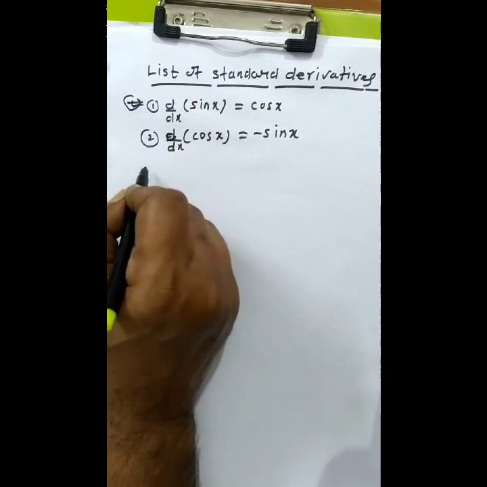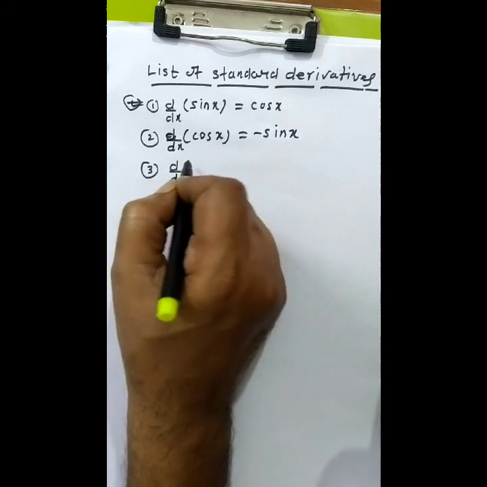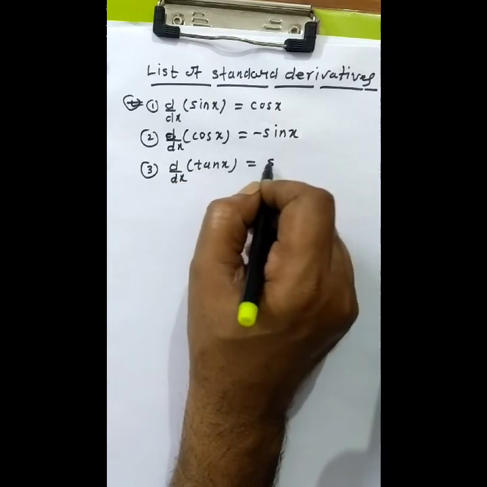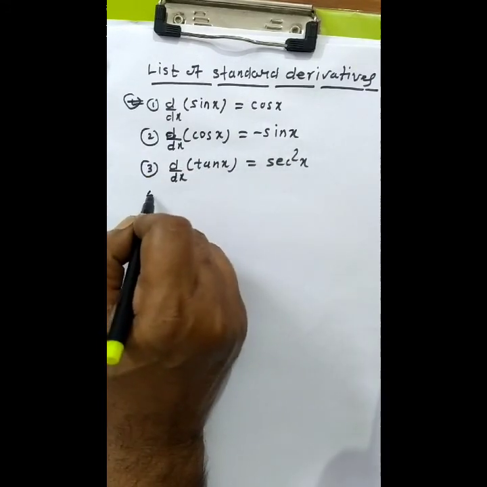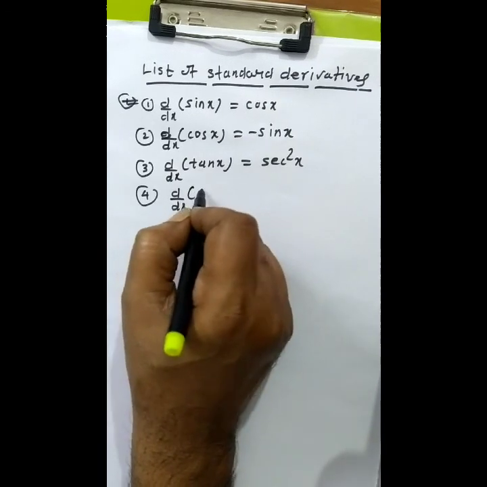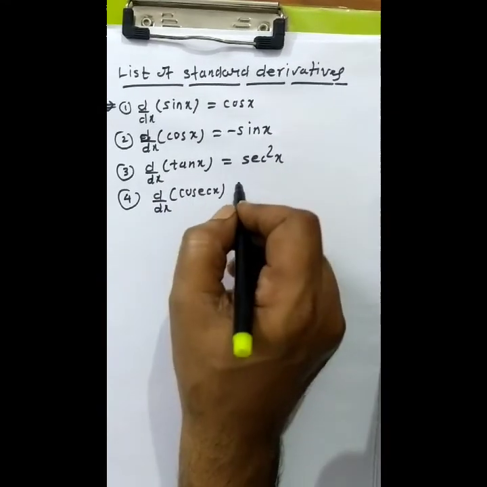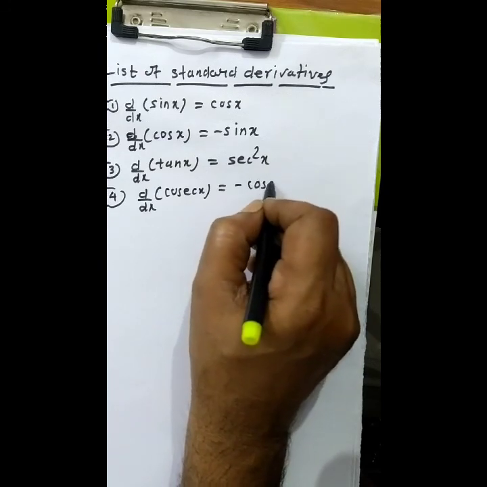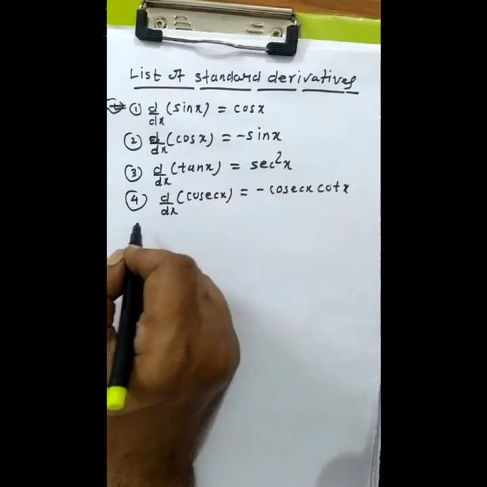Then we'll come to d by dx of the third function, tan x. Derivative of tan x is sec square x. Next we'll come to d by dx of cosecant x. Derivative of cosecant x is minus cosecant x into cot x. That is minus cosec x into cot x.